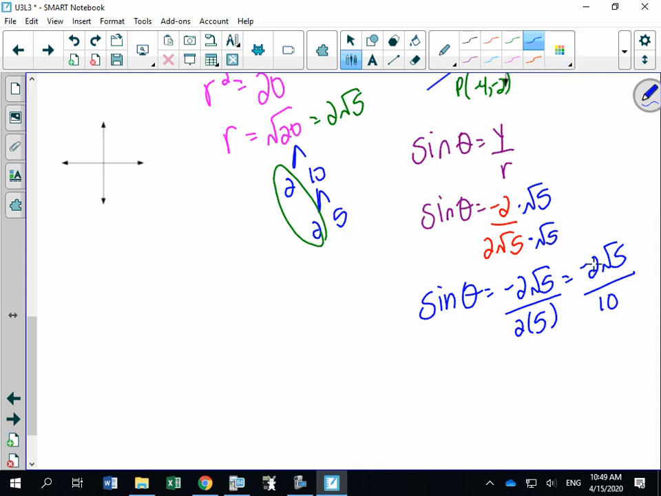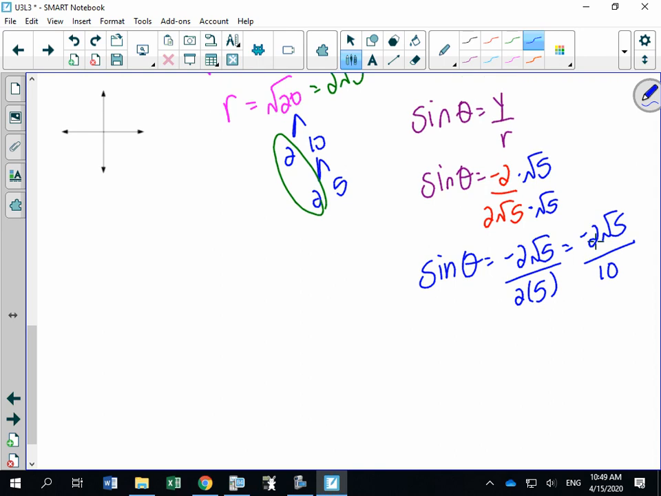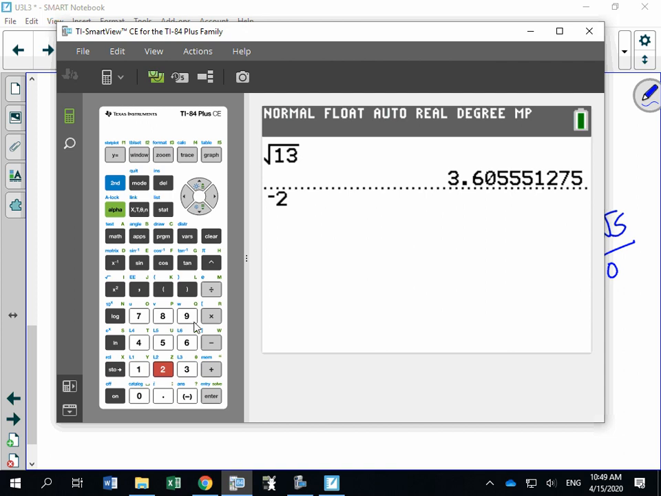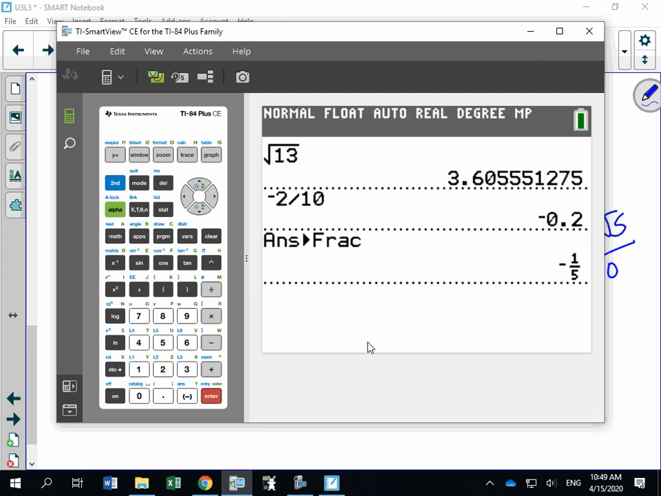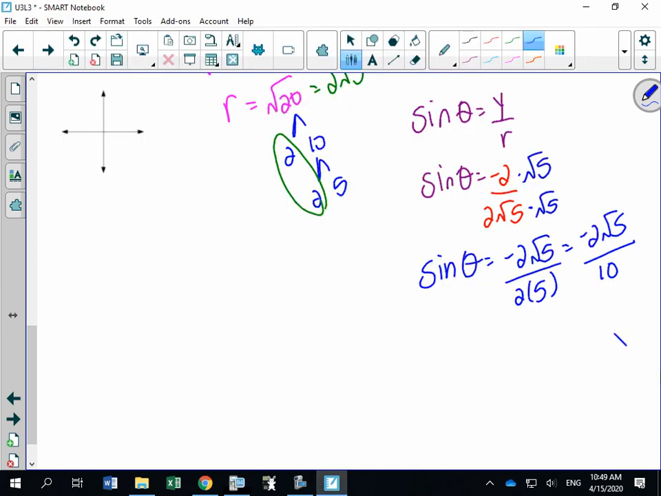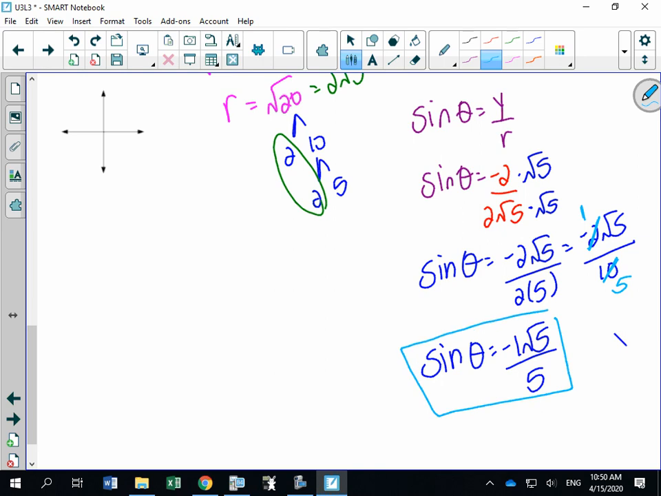I hope you can see this: negative 2 over 10 reduces. I could divide each of these by 2. If you need to, you could use your calculator: negative 2 divided by 10, math 1 fraction, gives me negative 1 over 5. So sine of theta is equal to negative 1 over 5. Or the way you should do this is say 2 goes into 2 once and 2 goes into 10 5 times. So that would be my sine of theta.